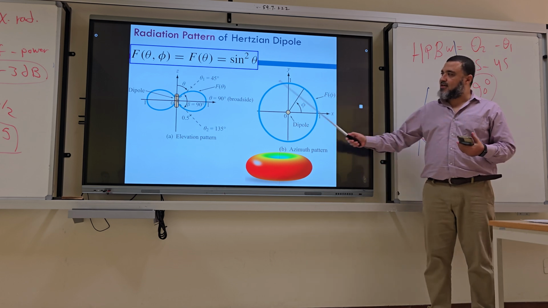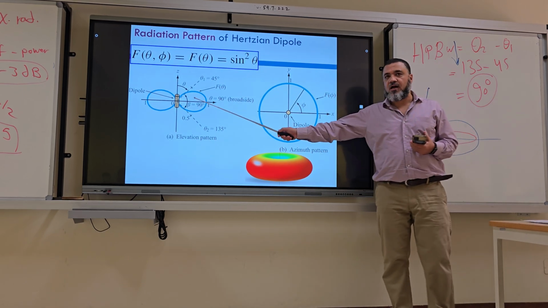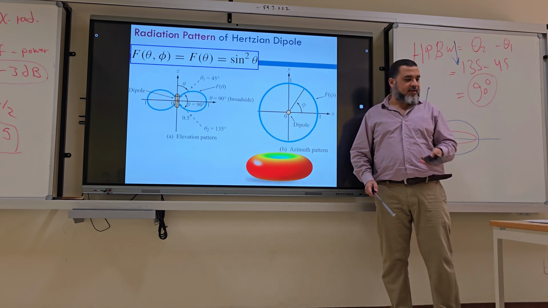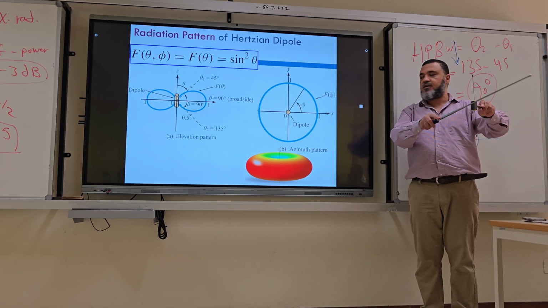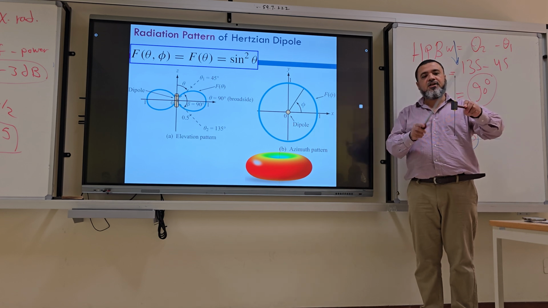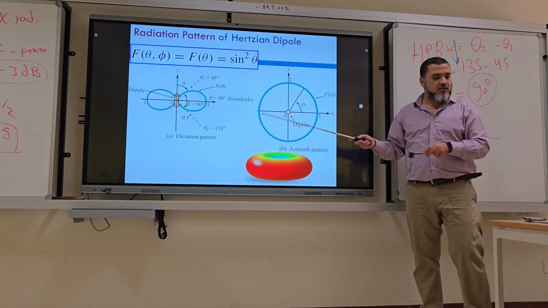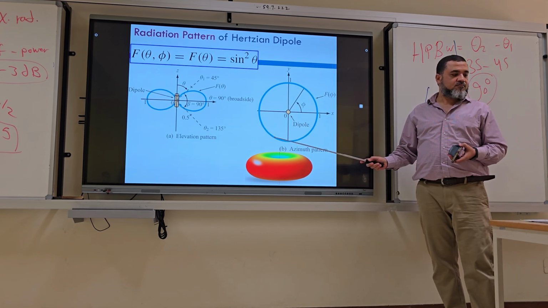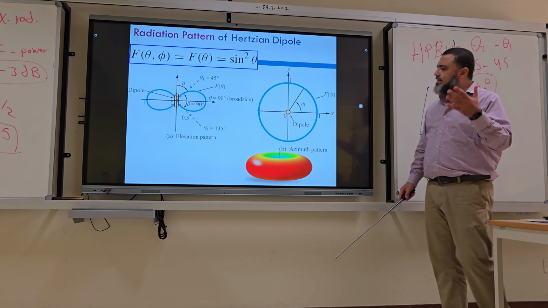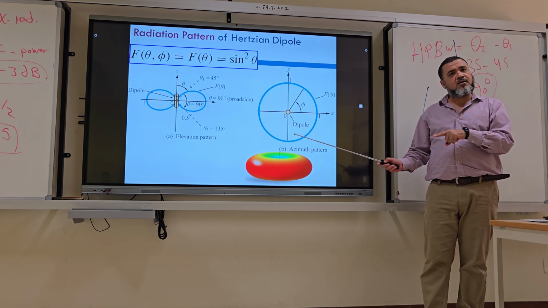Omnidirectional means it is non-directional in one plane and directional in any other vertical plane. This antenna here is non-directional in this plane. Look at this plane: non-directional, a circle. And directional in any other plane perpendicular to this plane. This is the antenna you have in your mobile phone or any personal communication device. Some other antennas, like the dish in your house: does it have this radiation pattern?